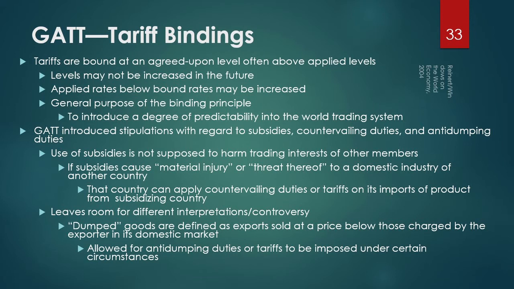The use of subsidies is not supposed to harm the trading interests of other members. If subsidies cause material injury or a threat thereof to the domestic industry of another country, that country can apply countervailing duties or tariffs on its imports of product from the subsidizing country. Now, this leaves room for different interpretations and results in controversy, especially about dumped goods or dumping. Dumped goods are defined as exports sold at a price below those charged by the exporter in its domestic market. It's allowed for anti-dumping duties and tariffs to be imposed under certain circumstances.